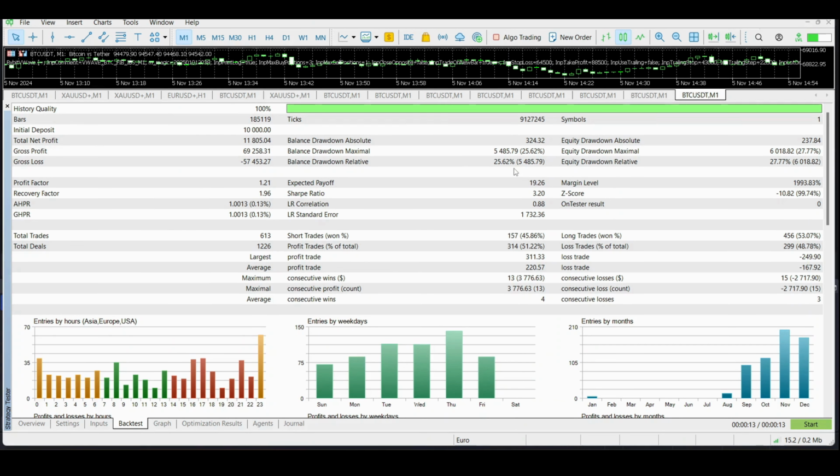I like to keep my drawdowns under, say, 10% max. Normally around 5% is where I like to keep my drawdowns. But you can still see the drawdown is balanced, and our number of lost trades is 51.22%. So as you can see, even though this strategy was tested on out of sample data, it did not destroy the account and it was still profitable.